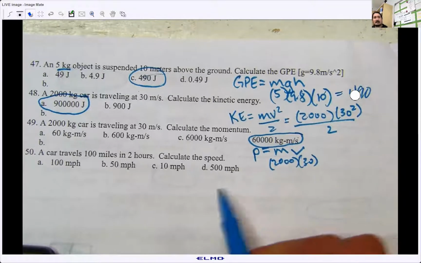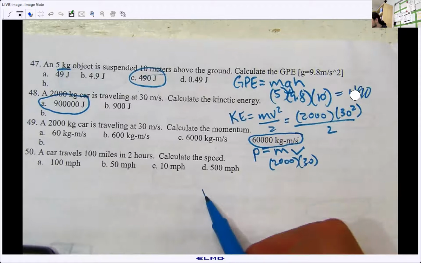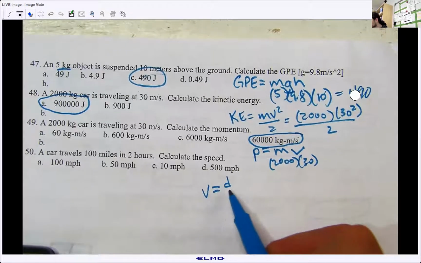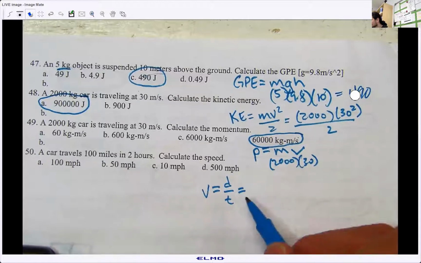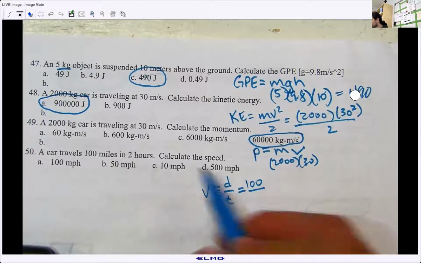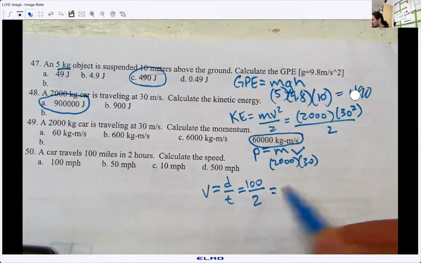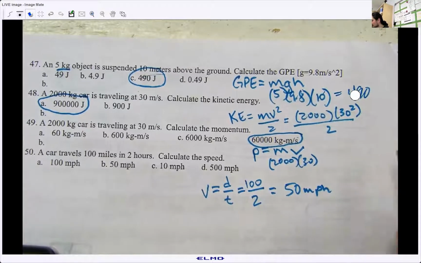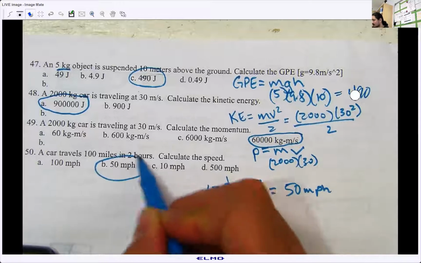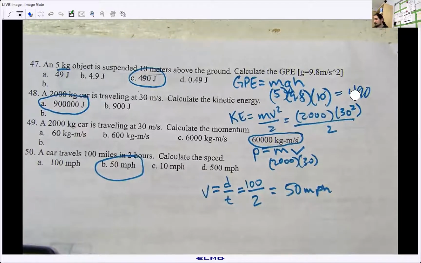And the last one says calculate the speed or velocity. That's distance divided by time. The distance is 100 miles. The time is 2 hours. So you're going to get 50 miles per hour. Right? Does anybody have a question on any of that?